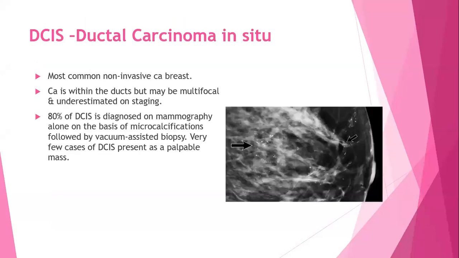So this is a mammogram image showing a ductal carcinoma in situ. This is the most common non-invasive breast cancer, and the cancer is usually limited within the ducts, and it may be multifocal. On imaging, in many cases you may underestimate the burden of the disease in such patients, and a lot of time you'll find that the disease has involved more than what you've seen. 80% of cases are diagnosed on mammography alone, and this is done on the basis of looking for the microcalcifications. So we look at the microcalcifications and their morphology. If they are of suspicious morphology, then we biopsy the microcalcifications.